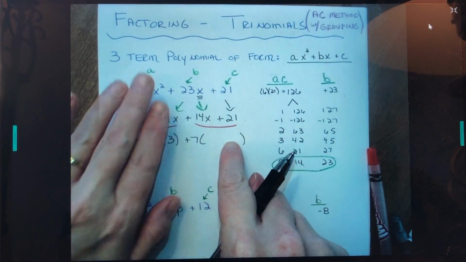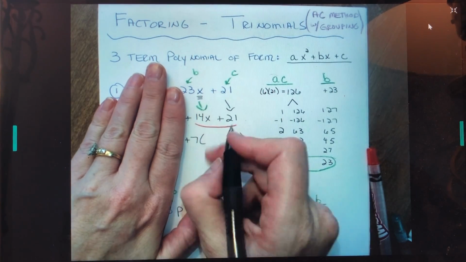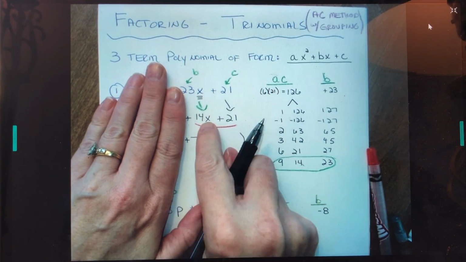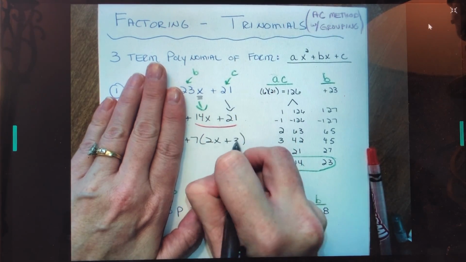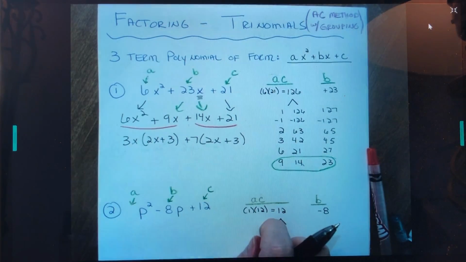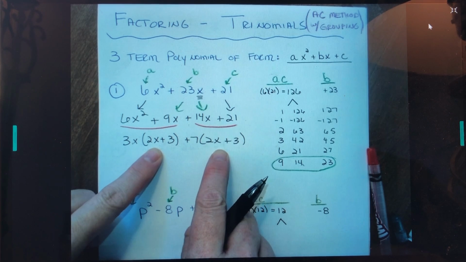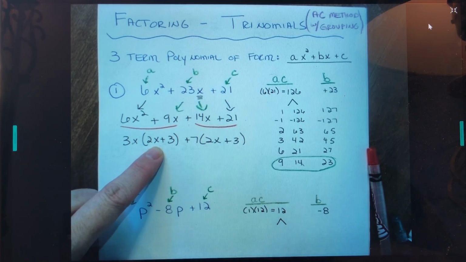And then what's left behind when I do that, I will leave a 2x behind this first piece, plus sign, and a 3. And remember, when you factor by grouping, those two expressions in parentheses, they better match.